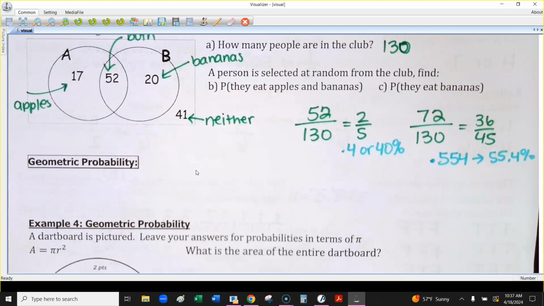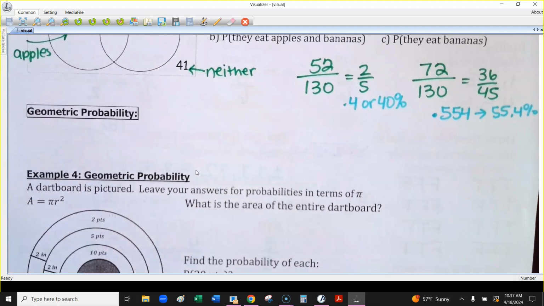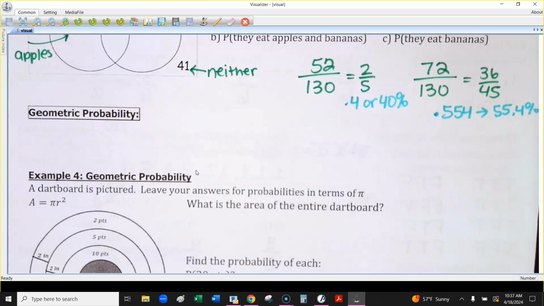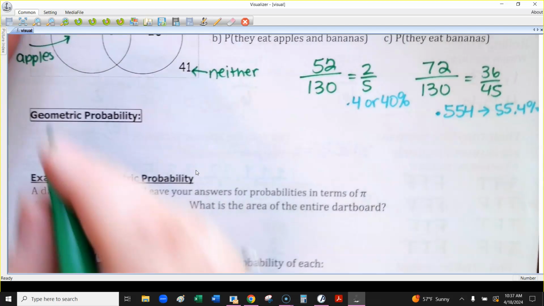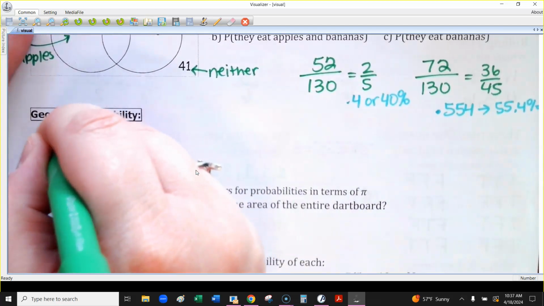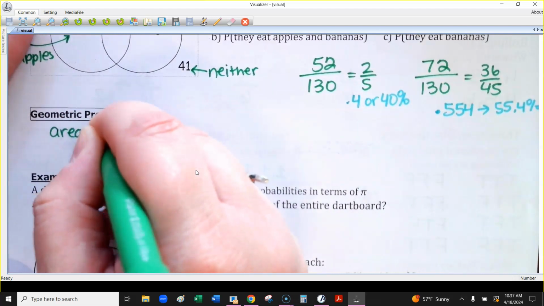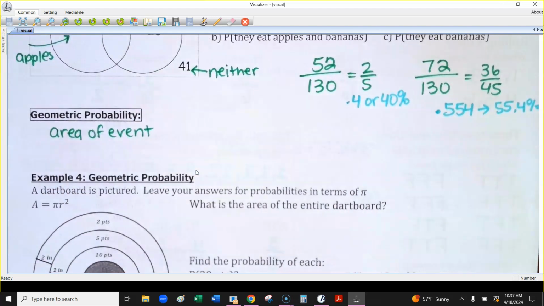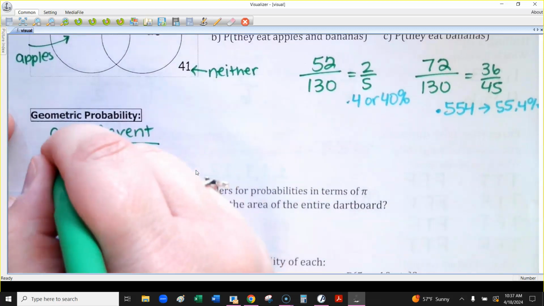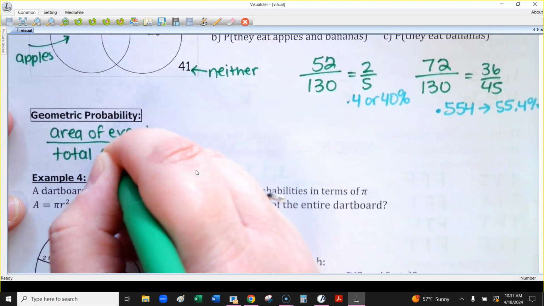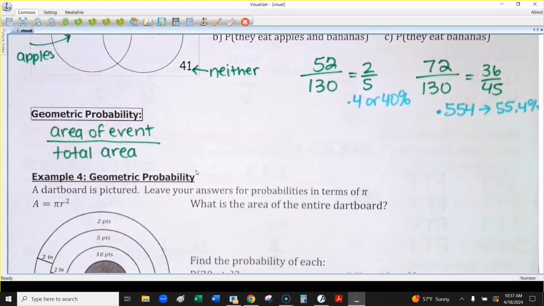Okay. The very last thing is geometric probability. Now, when you do this, a lot of the times these will have like a dartboard or something like that for you to look at, or it might be a spinner or something to that effect. Geometric probability is going to be the area of the event that you want divided by the total area. And that event can change based on what kind of a picture you're being given. But in this case, we're going to look at a dartboard for our example here.